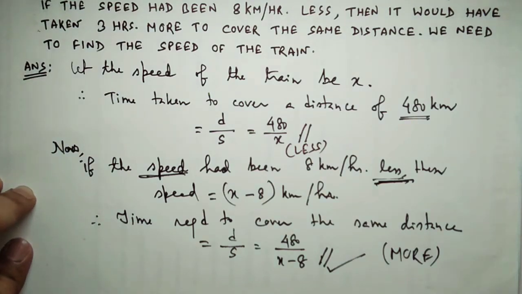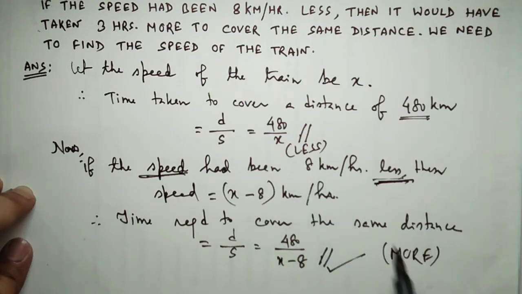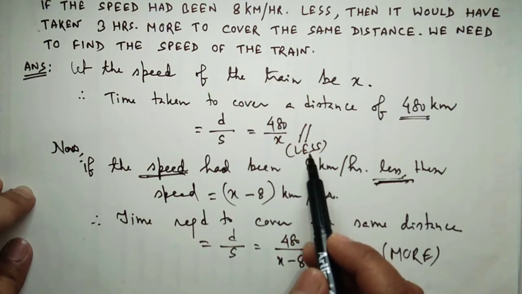Once again I repeat this line. The speed is less in this second situation, so the time required is more. Now more than what? More than the actual, the original time. So this time is more than the actual time by how much?